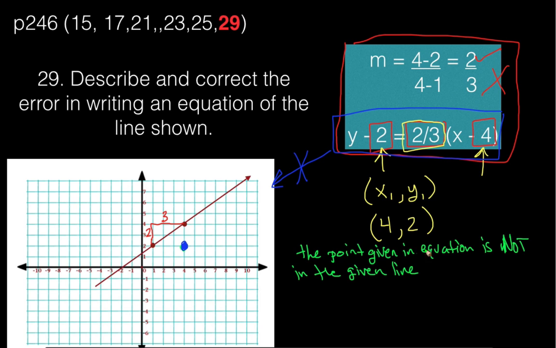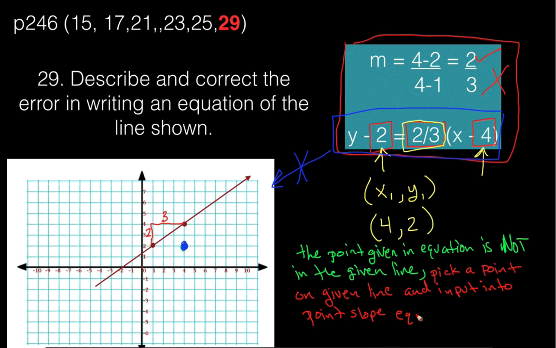Okay, so one of the ways that you could correct it, and let me do the correction in a different color just so you can see that. Let's pick yellow, red. Is that I would go back and pick a point on the given line and input it into the point slope equation.